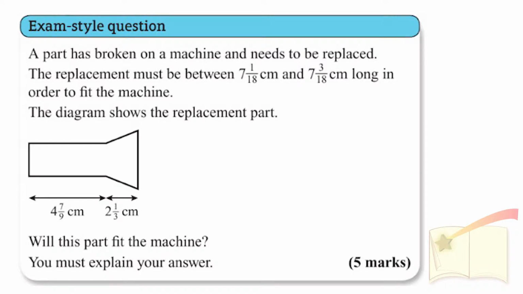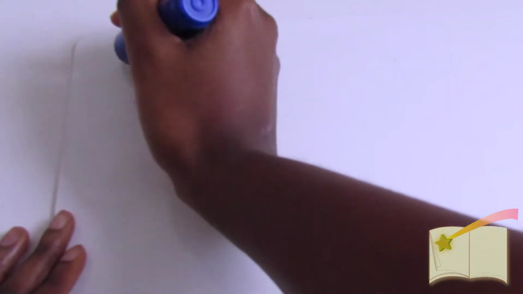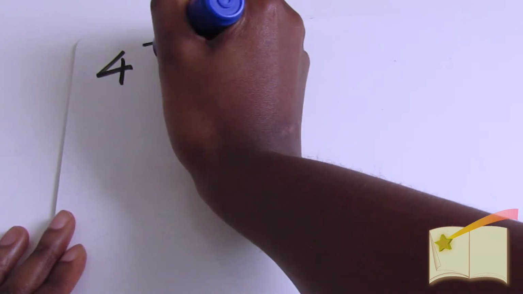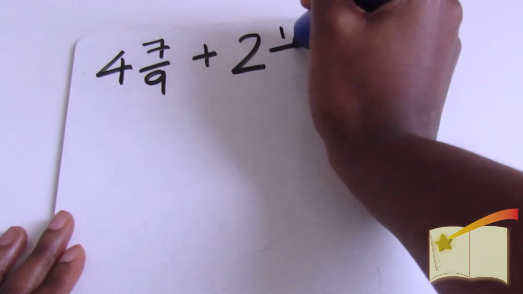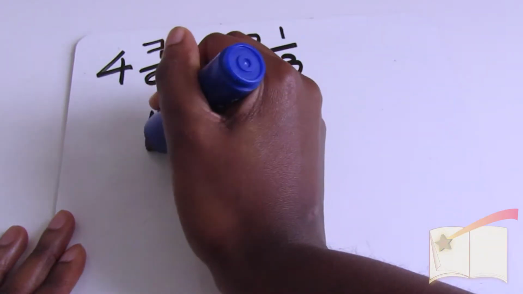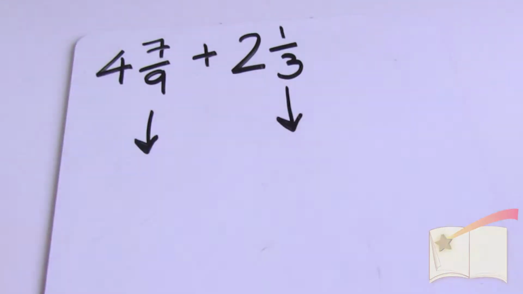Today's exam question involves adding fractions. Now, if you look at the exam question, the first thing you need to do is change the fraction from a mixed number to an improper fraction. What this means is that the fraction will be top heavy, so the numerator will be bigger than the denominator.